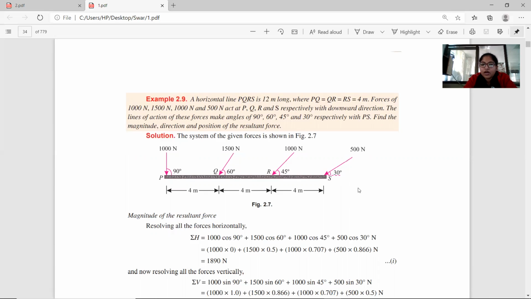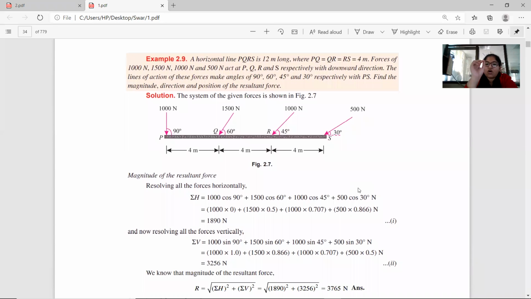We have to calculate the magnitude of the resultant force. For the magnitude of the resultant force, we have to calculate sigma h and sigma v. How do we calculate sigma h? We resolve these thetas into two components, which are sine theta and cos theta. So 1000 cos 90, 1500 cos 60, 1000 cos 45, and 500 cos 30. Put the values of cos 90, cos 60, cos 45, and cos 30 in this equation. Then after solving, my sigma h will be 1890 Newton.